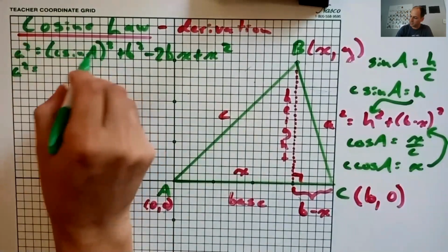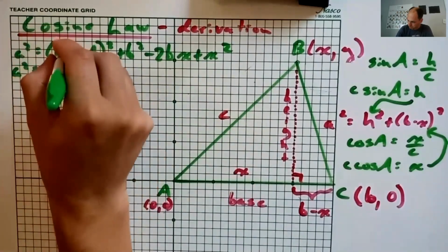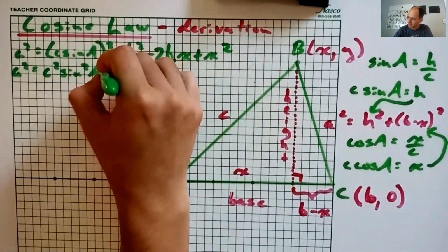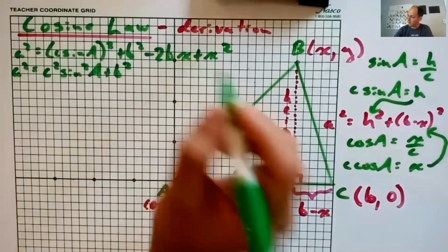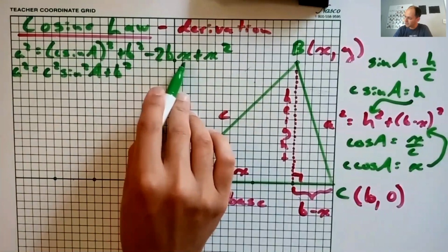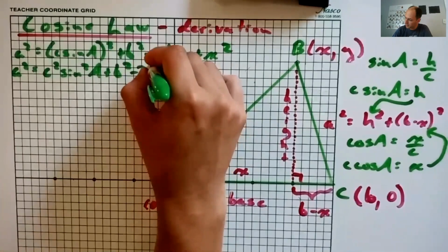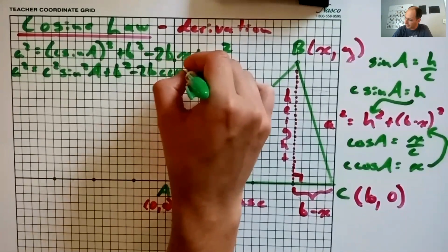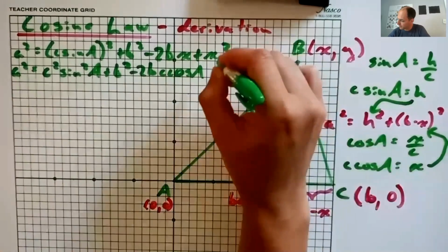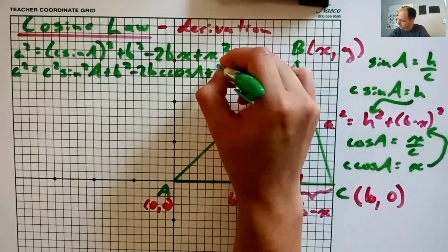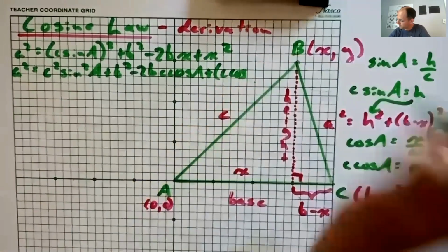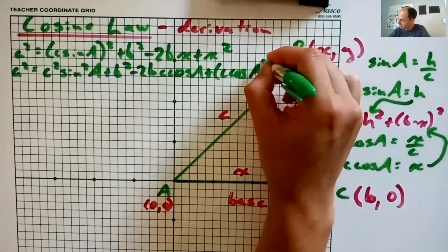So a squared, when we square c sin A, that gives us c squared sin squared A. We still have our b squared, but we're going to substitute c cos A in for this x, so minus 2bc cos A. And then we're going to square c cos A over here, plus (c cos A) all squared.